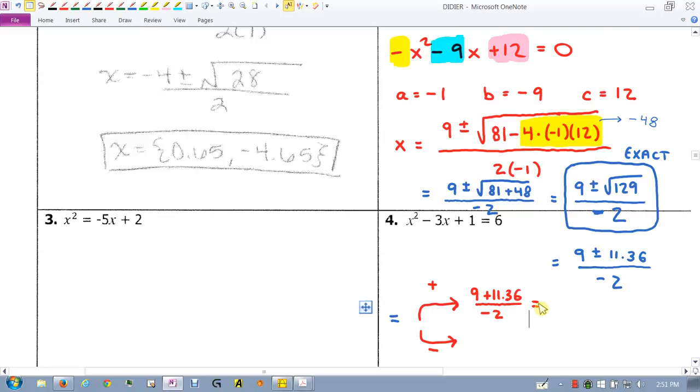which means I first add these together on my calculator or in my head. What is 9 plus 11.36? 20.36 over negative 2. And now do that on your calculator. What do we have? Negative 10, sorry, negative 10.18. That is one answer.